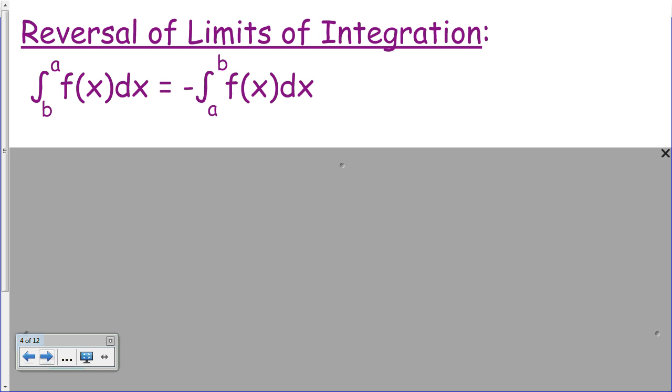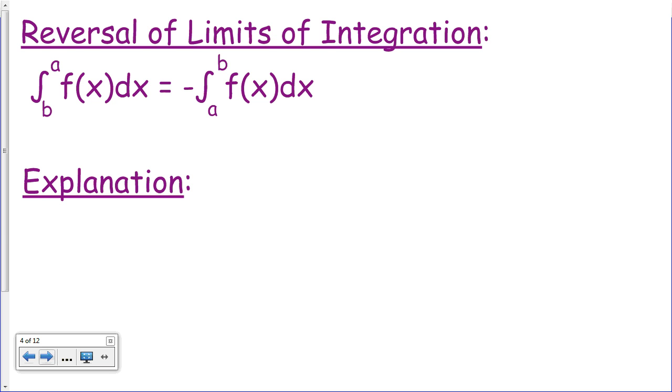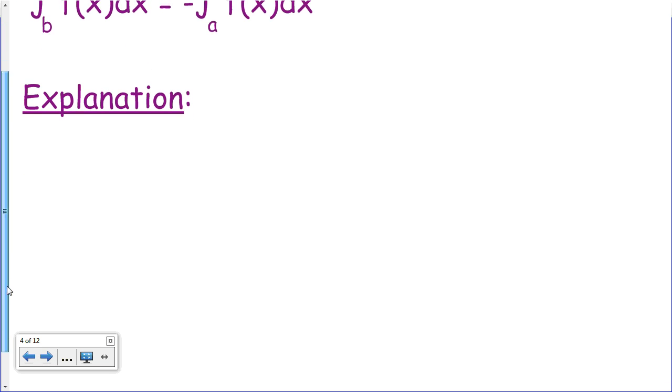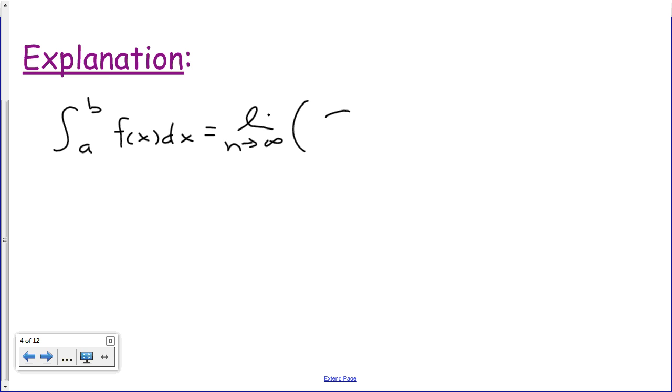All right, so let's see if we can explain why that's the case. And actually, there's a couple ways that you could explain this. I'm going to use the similar explanation that we just did in the last one, where we defined what a definite integral was in terms of a Riemann sum. In fact, I'll go ahead and rewrite that for us. It's the integral from a to b of f of x dx. That's the limit as n goes to infinity of the sum from k equals 1 to n of your function value at your sample point times delta x. That's my Riemann sum.